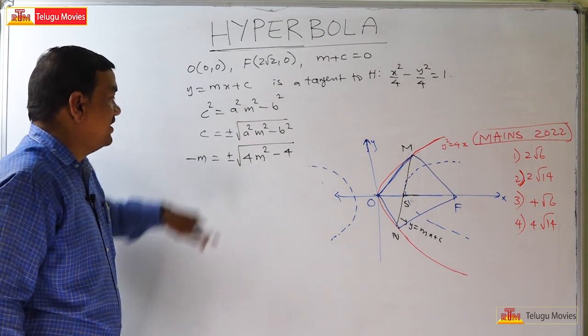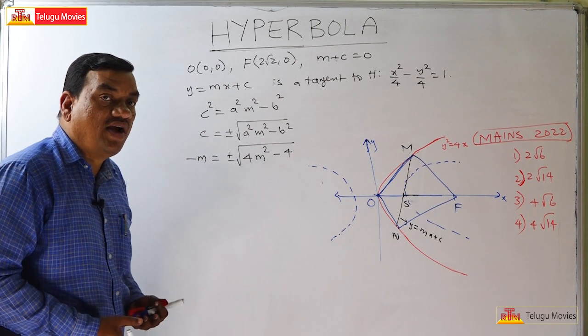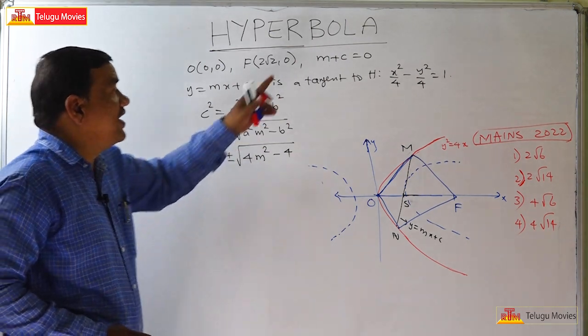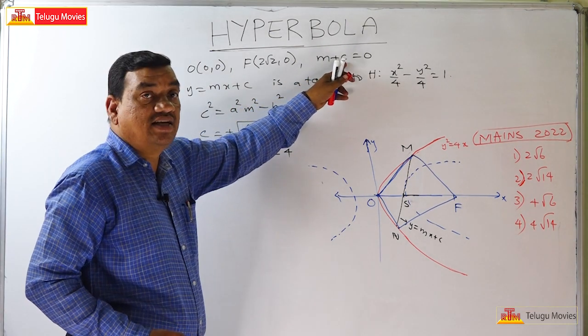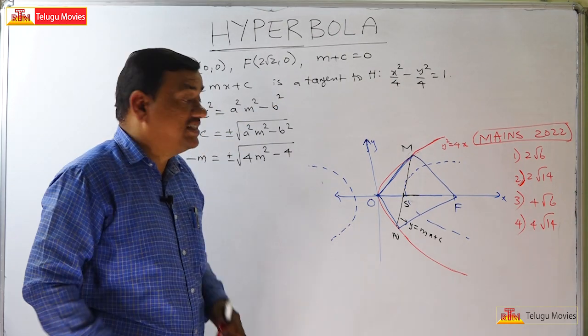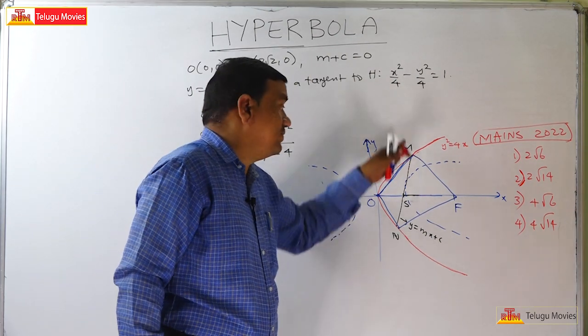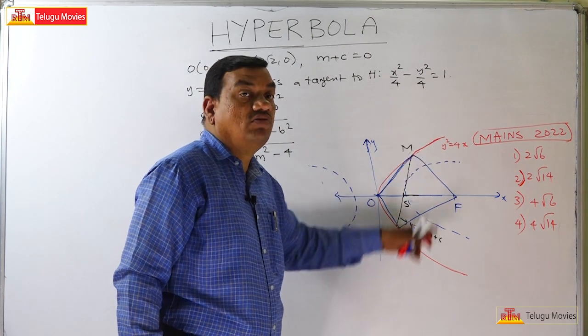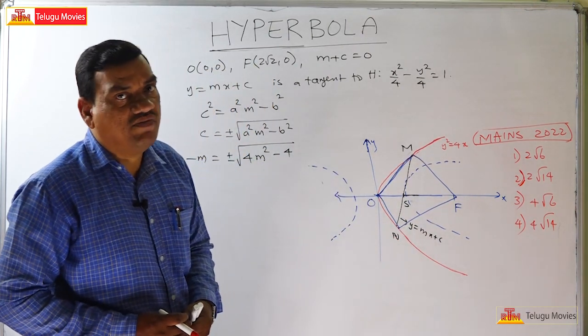From that equation, we will get the m value. After finding the m value, we can get the c value. After getting m and c values, we will get the equation of this focal chord. Then we will solve these two equations. The problem will be very easy.